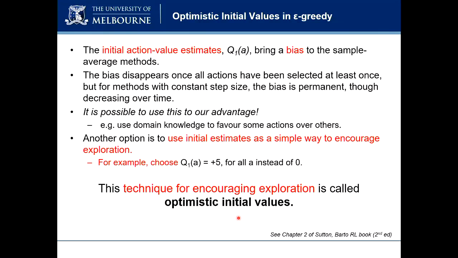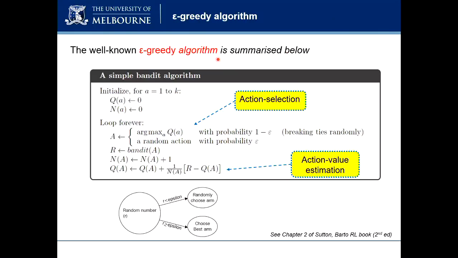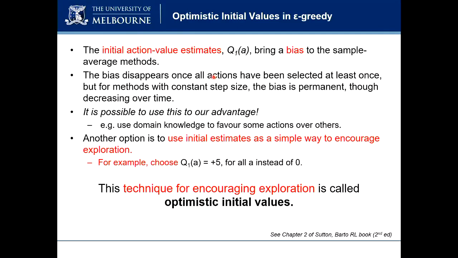Right. So it turns out, if you follow this algorithm, the initial action value estimates, Q1(a) or Q0(a), if you start from 0, bring a bias to the sample average methods that we are using. Of course, as the experience accumulates, this bias disappears. The initial bias gets out of the way. But for methods with constant step size, the bias can also be permanent, though its effect is decreasing. So anyway, there is a bias, and maybe why shouldn't I use it to give me an initial kick? So how can I do that?